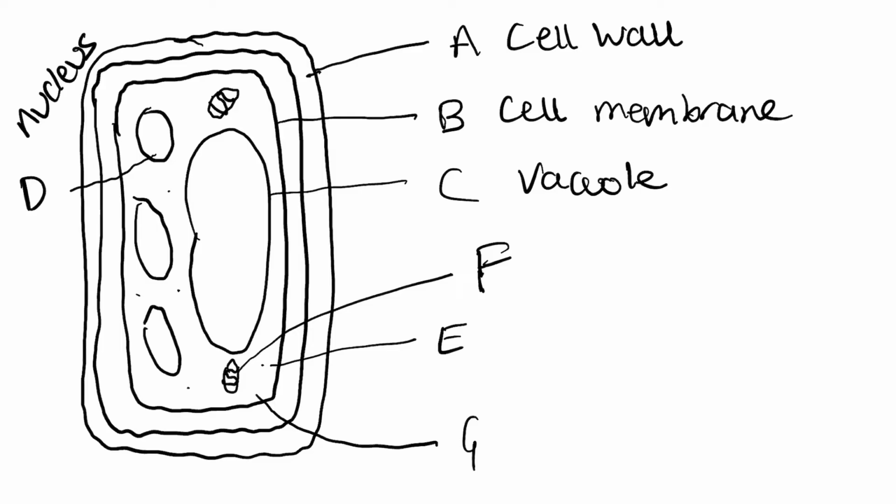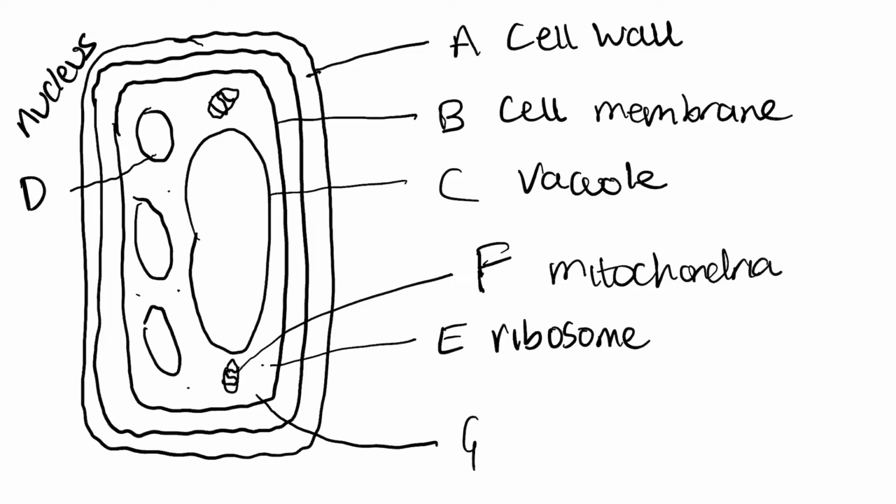E is actually pointing to a ribosome, and you'll remember that's where proteins are made. F is pointing to a mitochondria, and G is pointing to the cytoplasm.